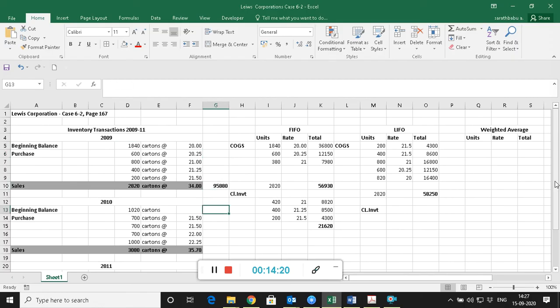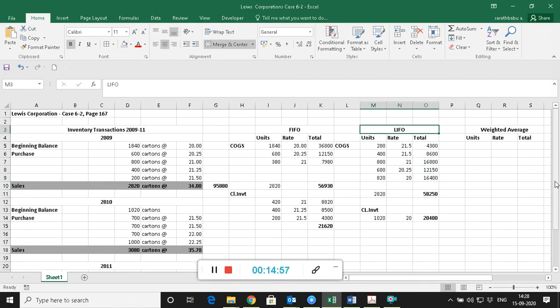Therefore my closing inventory would be 1020 at the rate of 20, and the total value would be 20,400. So that's my closing value, and this is my COGS as per LIFO method. That's pretty much clear, right? So look at the differences: when I follow the FIFO method, there will be a different COGS than I'll be getting from the LIFO method.